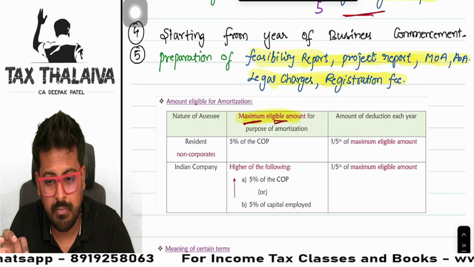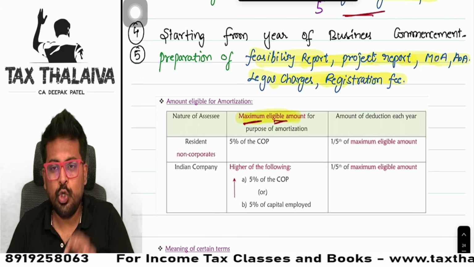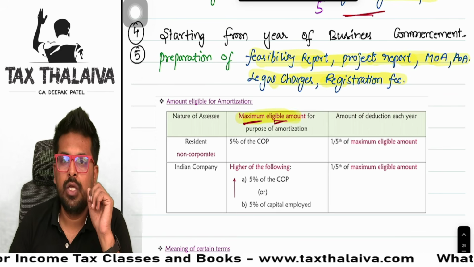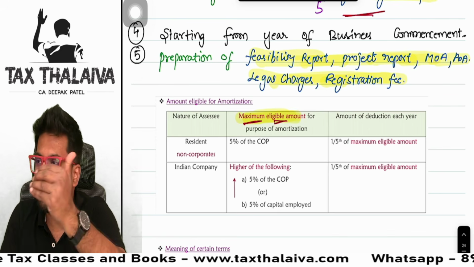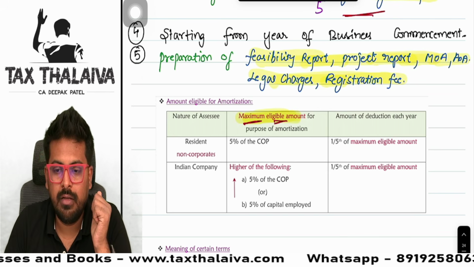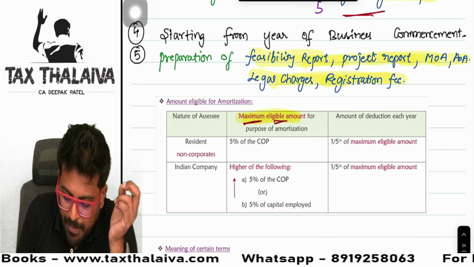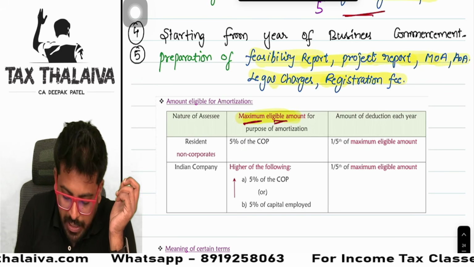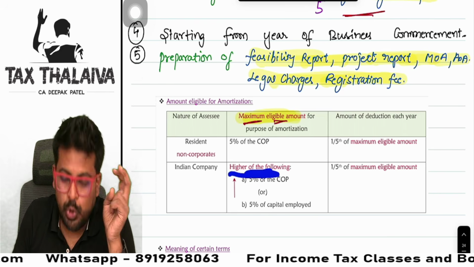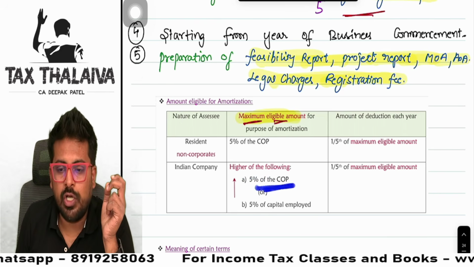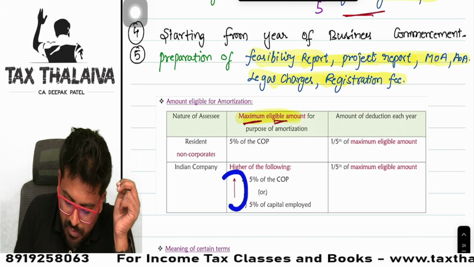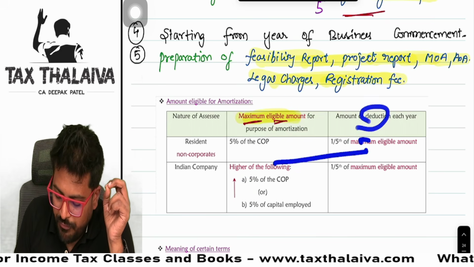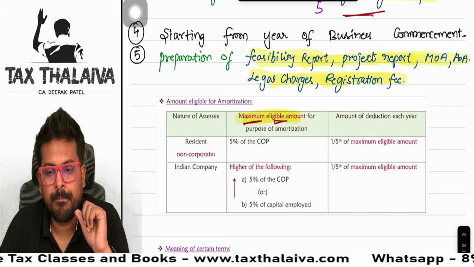Eligible expense is nothing but if you are a resident non-corporate. Non-corporate means you are not a company. You may be starting one sole proprietor, one partnership firm, or one LLP. In that case, 5% of cost of project is the maximum eligible amount. And if you are a company, you have to compare two things: higher of 5% of the cost of project and 5% of capital employed, whichever is higher will be the maximum eligible amount. And the deduction will be, of course, 1/5 of the maximum eligible amount.